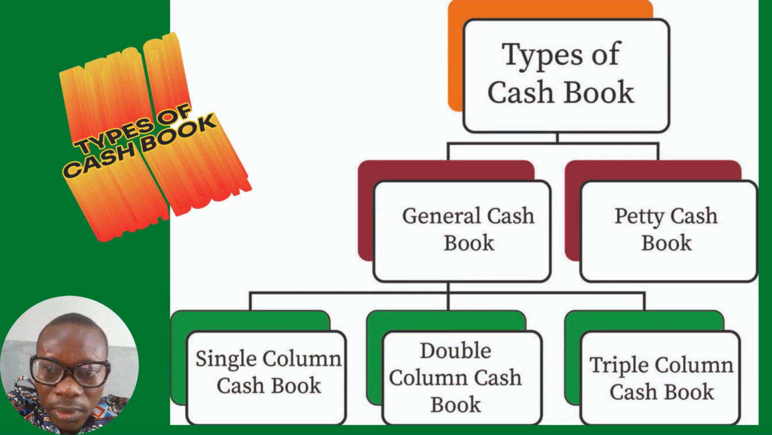Yes, this is an organograph structure of the types of cash book. We have general cash book, petty cash book, and under the general cash book, we have single column cash book, double column cash book, and triple, or you call it three column cash book. The double column cash book can also be called two column cash book.